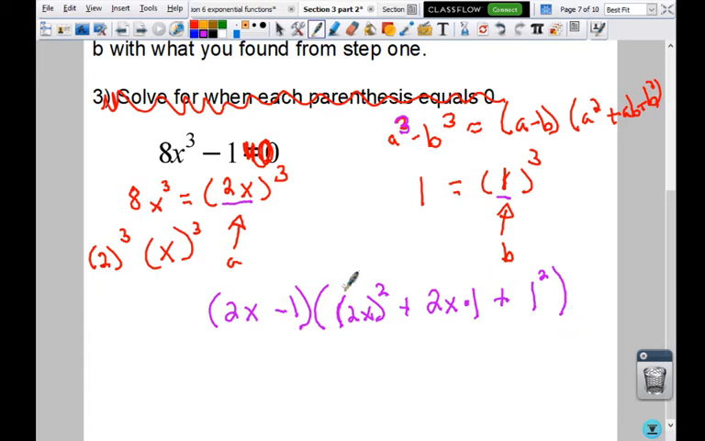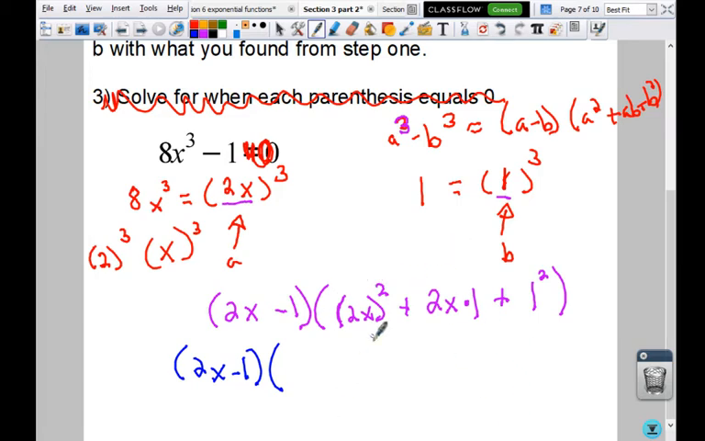That part's easy. Alright, so I've got to do a little bit more simplifying with this difference of cubes here. All I did so far was replace a and b, a with 2x, b with 1. So my first parenthesis is nice, it's just 2x minus 1. There's nothing I can do there. But the second parenthesis is where I've got to simplify. I have 2x, and then I've got the squared on the outside.